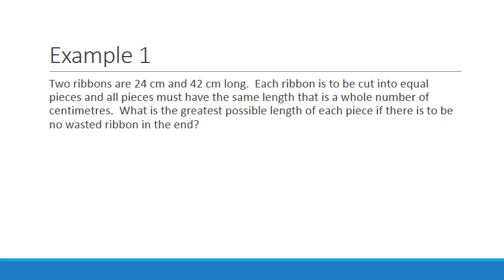Alright, our first example. Two ribbons are 24 centimeters and 42 centimeters long. Each ribbon is to be cut into equal pieces, and all pieces must have the same length, that is a whole number of centimeters. What is the greatest possible length of each piece if there is to be no wasted ribbon in the end?